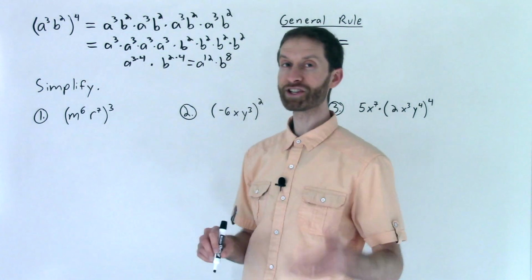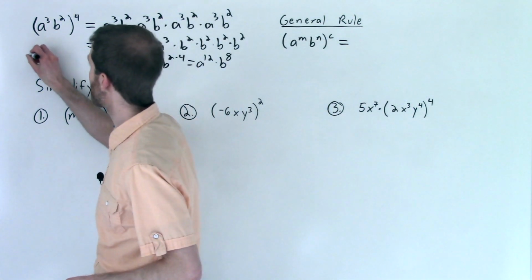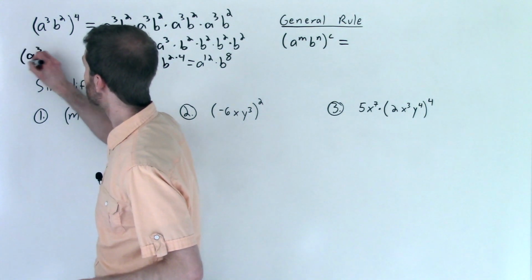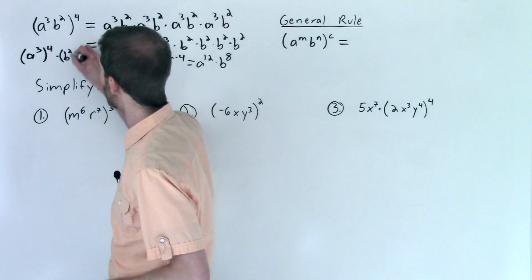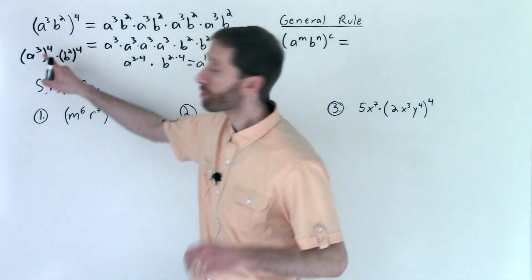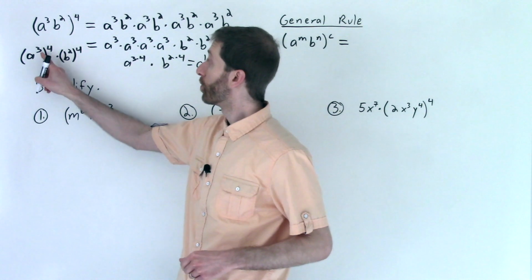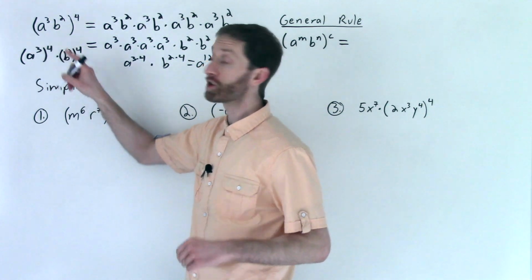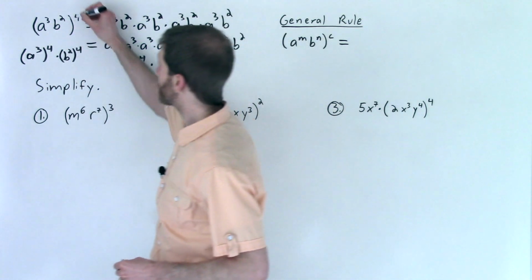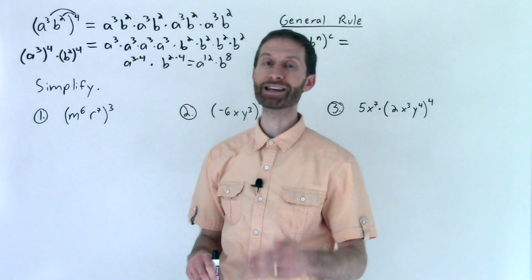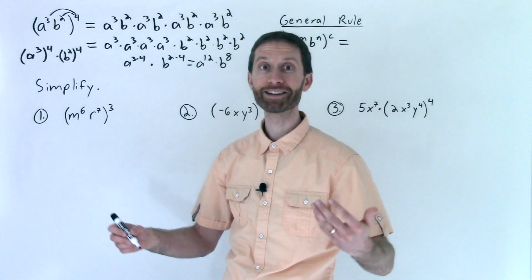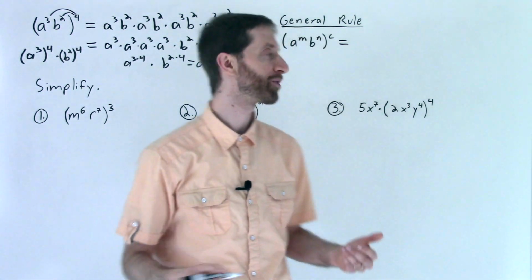So what we essentially did is we used this old rule. We basically looked at this problem and said, this is the same thing as a cubed to the 4th times b squared to the 4th. And we used the rule that we learned in a previous video. We multiply the powers. So you're essentially distributing this exponent and multiplying it to every exponent in the problem. That's it. Very cool. So let me show you the general rule.